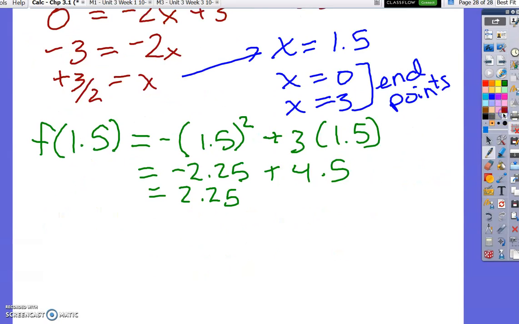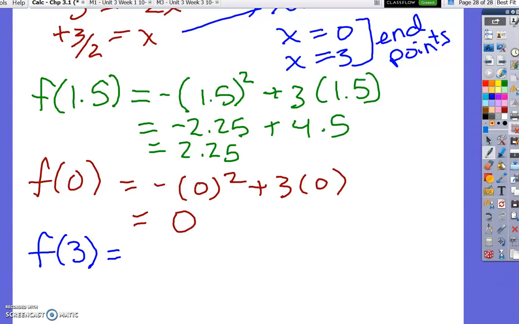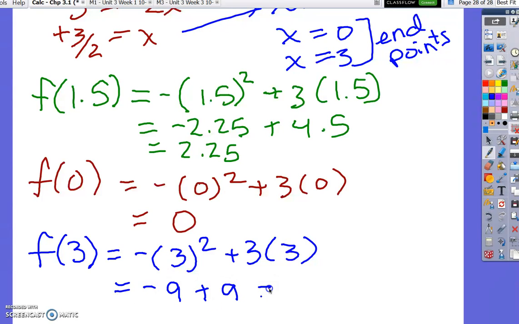So I'm going to check 0, switching colors. f of 0 equals negative 0 squared plus 3 times 0, which is equal to 0. Then I'm going to check my last number, which was f of 3. And so I'm going to get negative 3 squared plus 3 times 3. That's going to give me negative 9 plus 9, which is also 0.